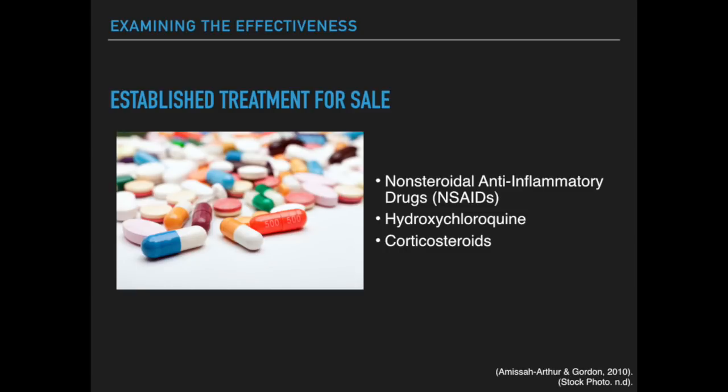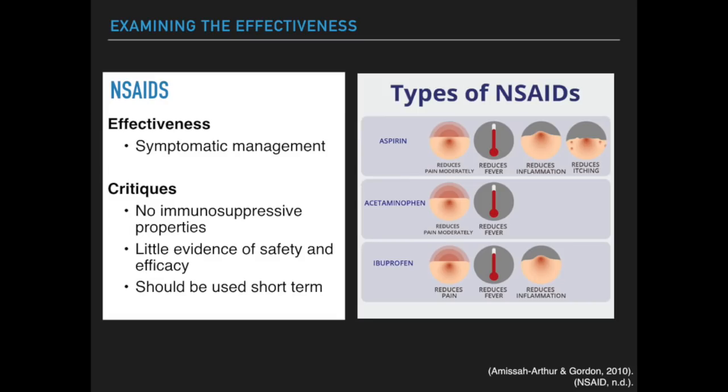There are 3 main treatments used for SLE. These treatments are known as nonsteroidal anti-inflammatory drugs, or NSAIDs, hydroxychloroquine, and corticosteroids. The next portion of this presentation will look at the effectiveness and critique the flaws of these treatments. NSAIDs are effective because they are helpful for symptomatic management. However, there are many critiques when using NSAIDs. NSAIDs do not have any immunosuppressive properties, and there is little evidence that demonstrates safety and efficacy. These drugs should only be used short-term, especially when there is renal involvement, hypertension, and heart disease.